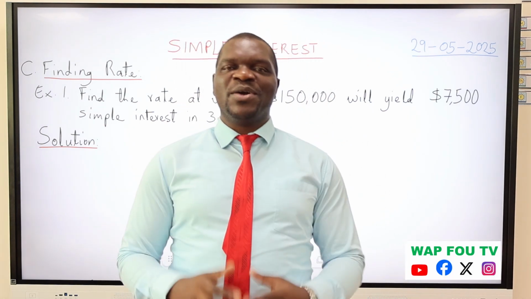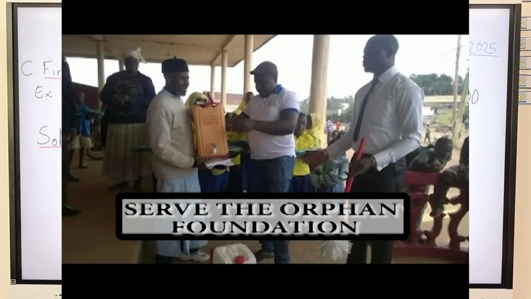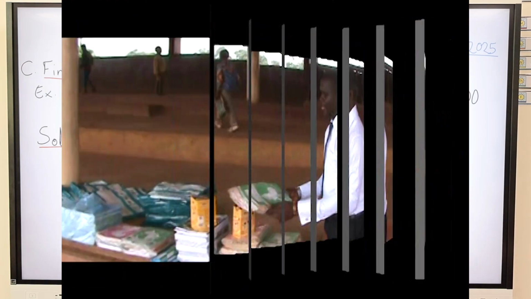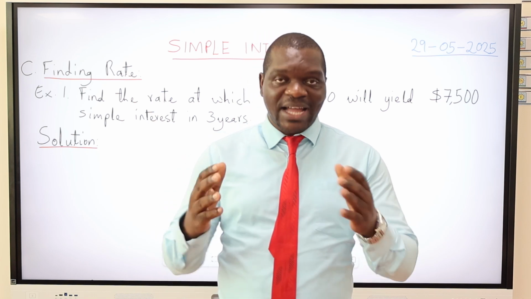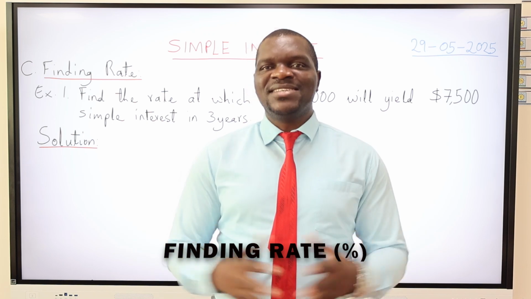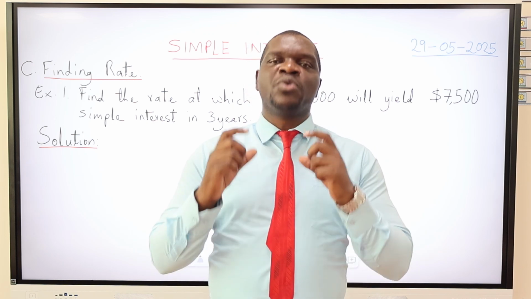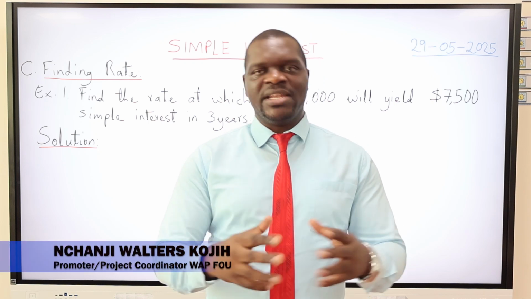This is the platform where we teach elementary mathematics and, of course, support the education of underprivileged learners in local communities. Last time, we talked about simple interest, how to calculate simple interest. And today, we are going to be calculating the rate. What is the rate? The rate is simply a percentage that you calculate your gain on the principal amount that you leave in a bank.